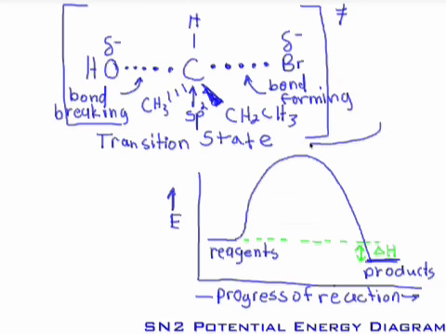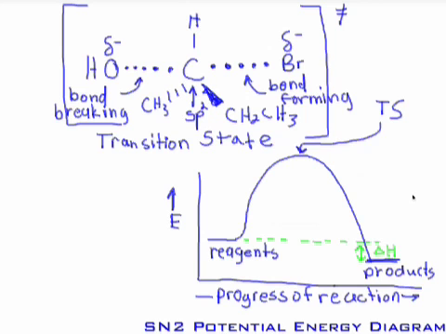But this point, right here, that's the highest energy point. That is where the transition state occurs. So in the definition, when we say that a transition state has no finite lifetime but represents the highest energy structural form, it is at this highest energy form that we draw the structure.